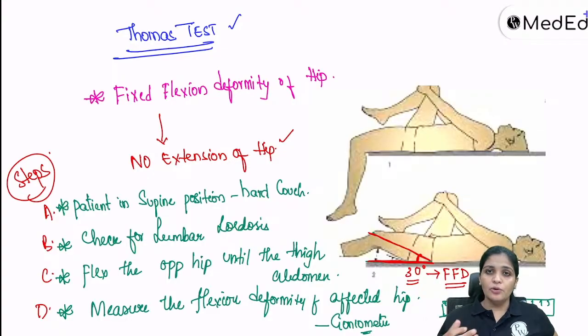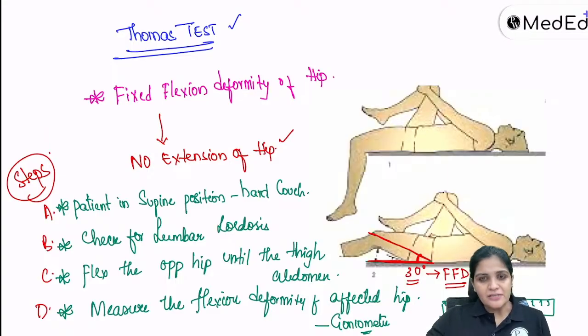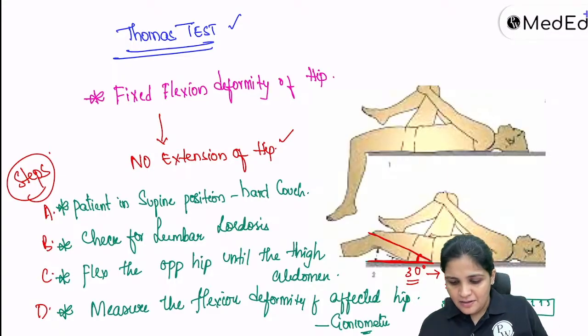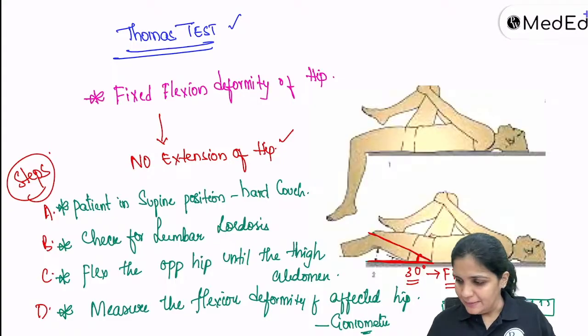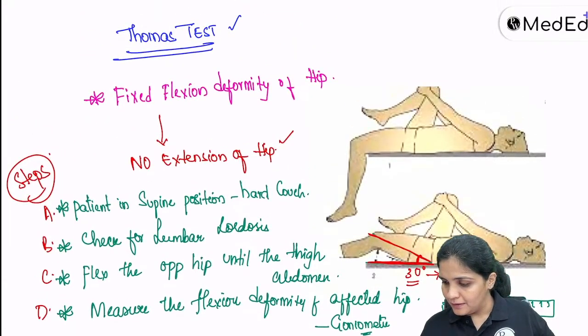So now what you do? You make the patient sleep straight on the couch so that the lumbar lordosis becomes straight. And now because you're making it straight, your fixed flexion deformity is coming out. So that is the theory behind your Thomas test. I know it is a little bit excess for you, but sometimes they will ask in the exam. Okay, only for the exam purpose you have to learn. Okay, so that is the Thomas test.